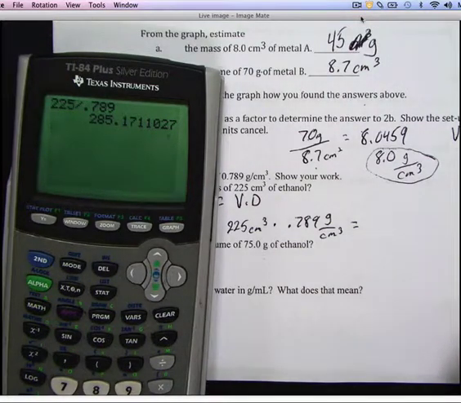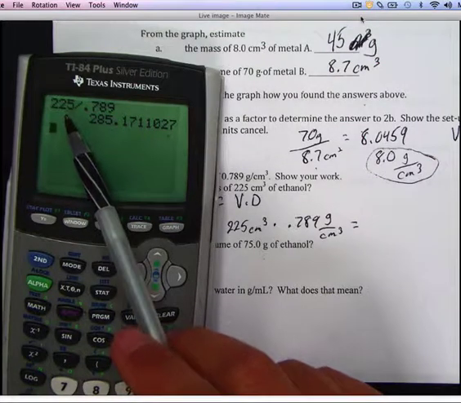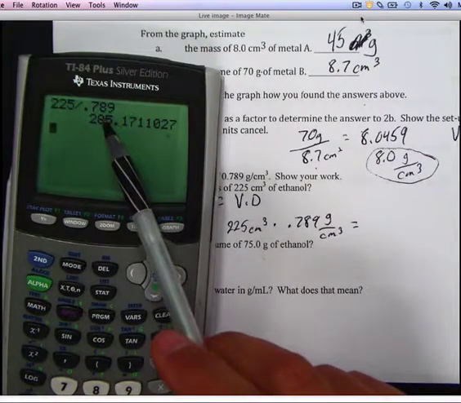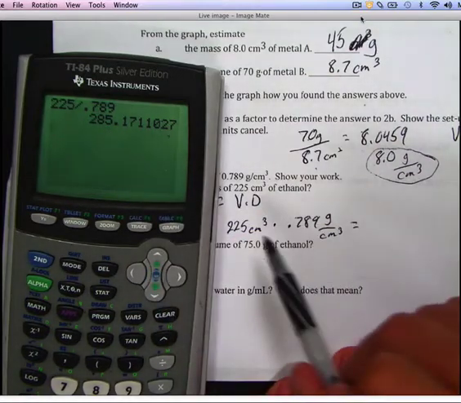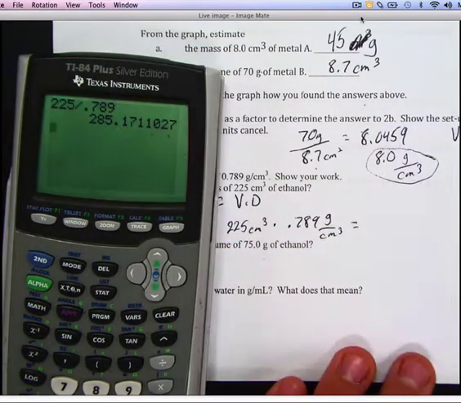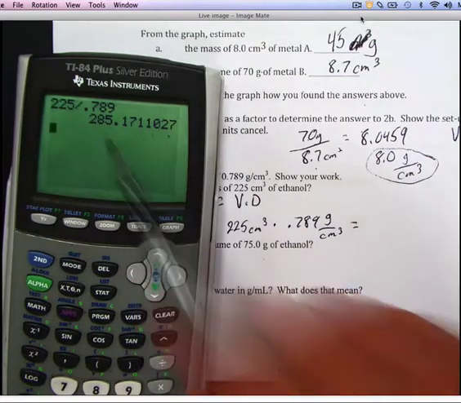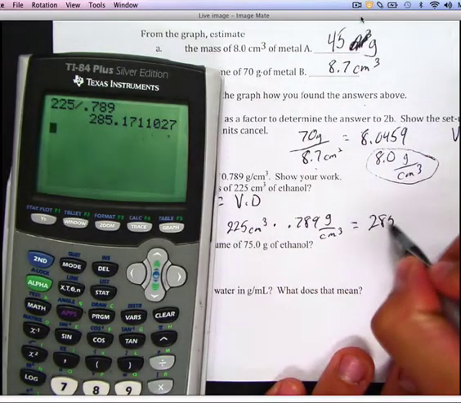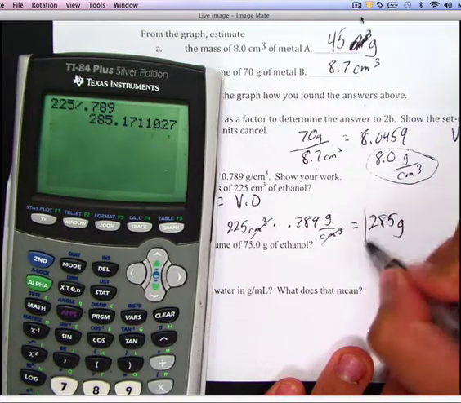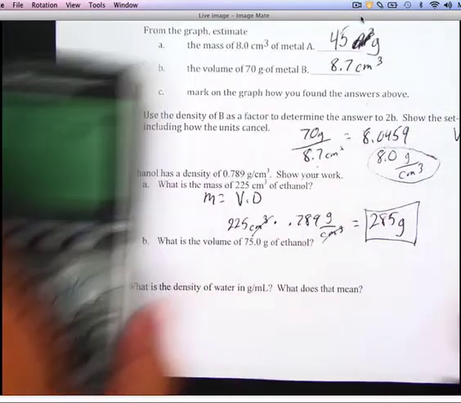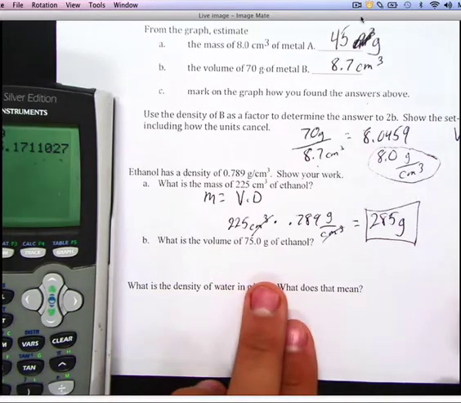All right, that's not the right answer because we have to consider sig figs. We have 3 sig figs in 225. We have 3 sig figs in 0.789. So that means we have 3 in our answer. So 178 would be our answer. And because cubic centimeters cancels out, it should be grams. There's our answer.